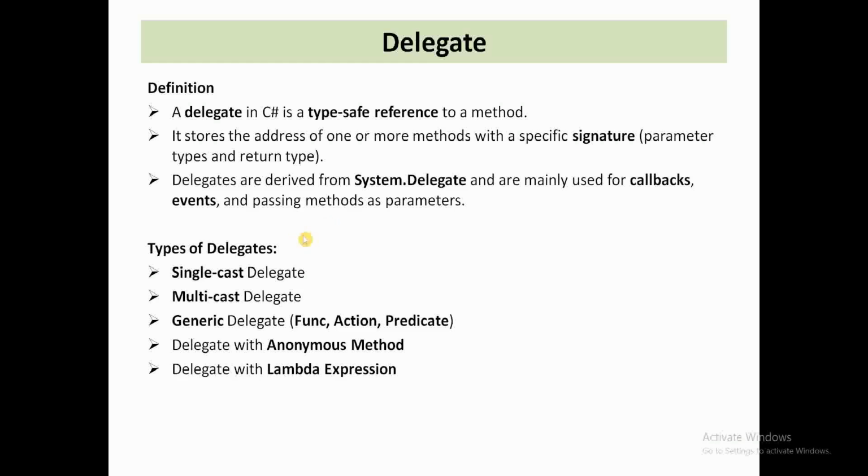Here are some types of delegates: single cast delegate, multicast delegate, generic delegate. Generic delegate also has 3 types: first one is Func, then Action and Predicate. Next is delegate with anonymous method, means without creating any name we can create the method directly with the delegate. Then delegate with Lambda Expression. So these are the delegates we will cover further one by one with examples.